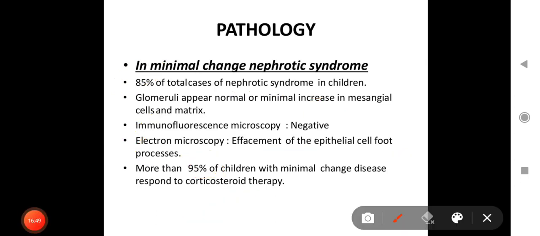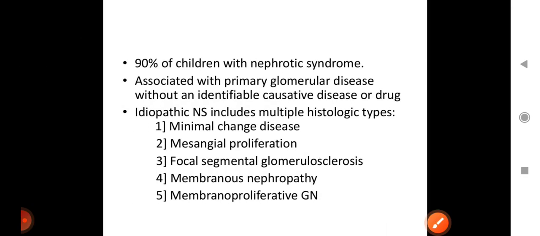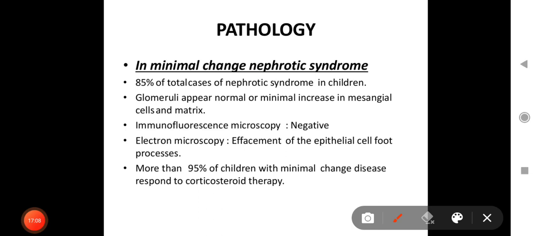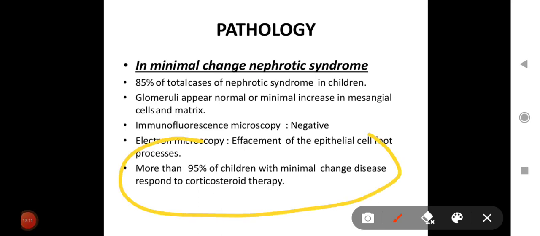Now, this is an important point. The prognosis or the treatment of nephrotic syndrome in the pediatric population is good. 85% have minimal change disease, and they respond well to corticosteroid therapy. If they are not responding to corticosteroid therapy, that means either they are a steroid resistant variety, or there might be some other histopathology of nephrotic syndrome in this group of children.